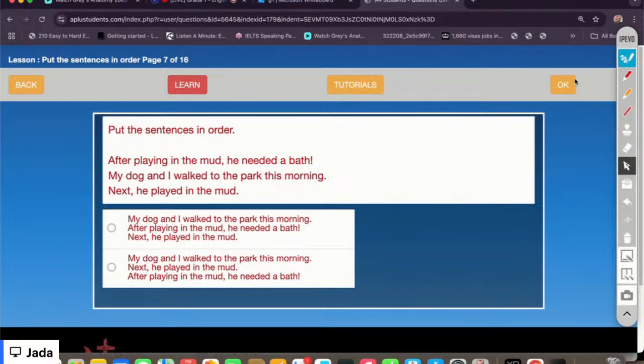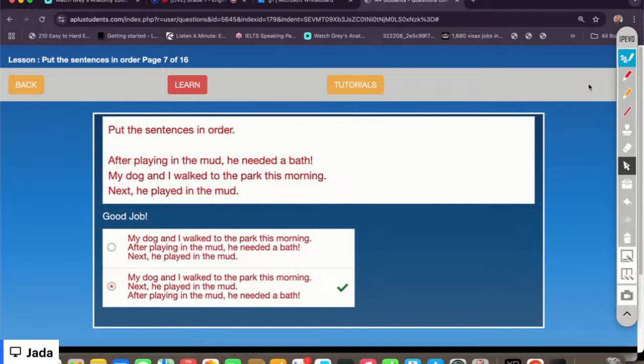So what is the right order here? My dog and I walked in the park this morning. Next, he played in the mud, and after playing in the mud, he needed a bath. So this is the right order.